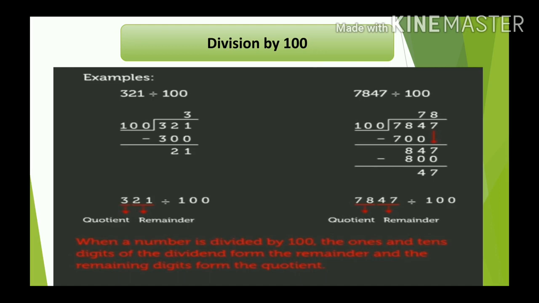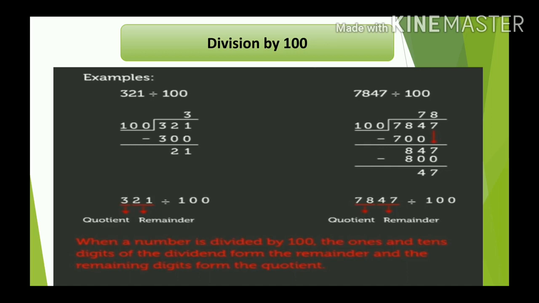Now division by 100. Here again I am going to take some examples. The first example is 321 divided by 100. When we divide 321 by 100, we get 3 as the quotient and 21 as the remainder. Similarly, in the next division, 7847 divided by 100, after dividing we get 78 as the quotient and 47 as the remainder. As you can see here, I have divided.